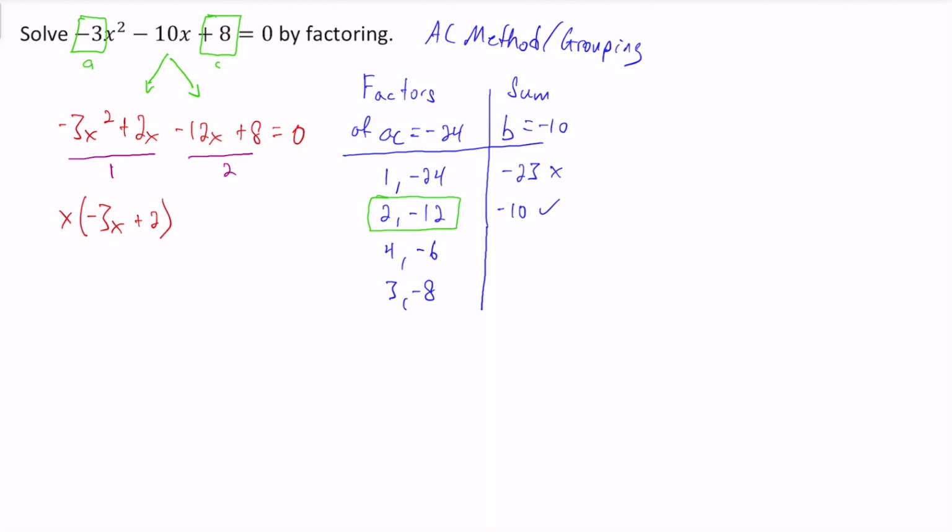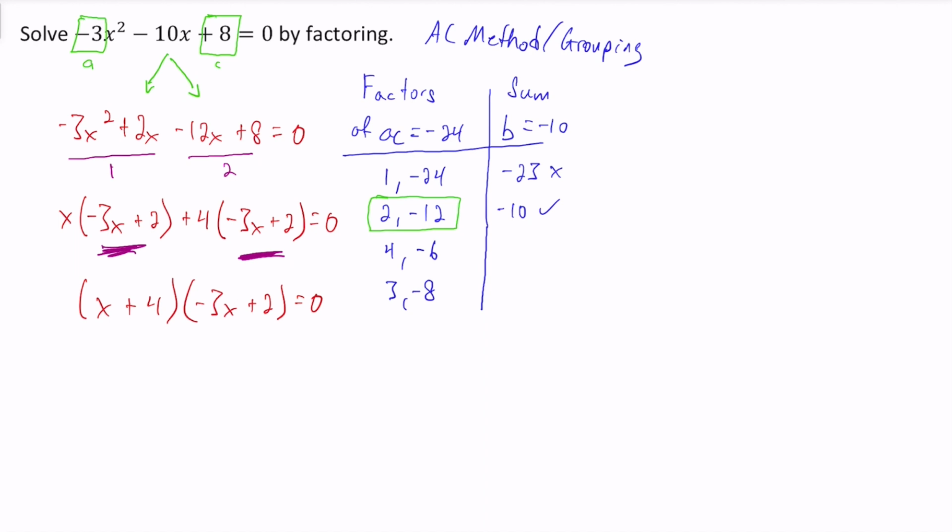In the second group, negative 12x plus 8, the common factor is 4. If we factor out a positive 4, we're left with negative 3x plus 2. And of course, it all still equals 0. Now this is perfect. We see here that we have a negative 3x plus 2 and a negative 3x plus 2, and those are common. So if I were to factor the negative 3x plus 2 out, I'd be left with x plus 4, and here's our negative 3x plus 2, and that equals 0.